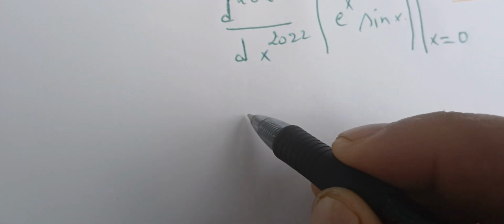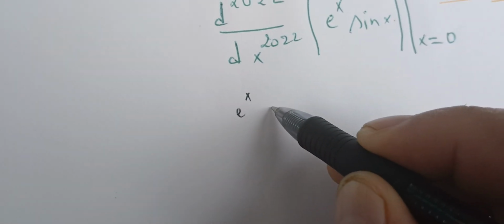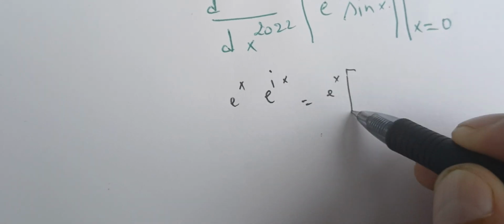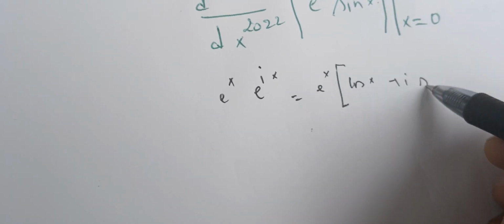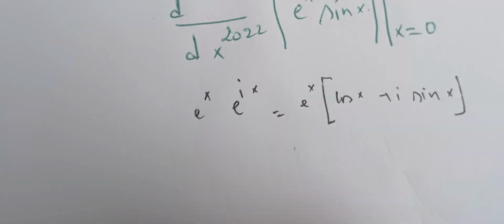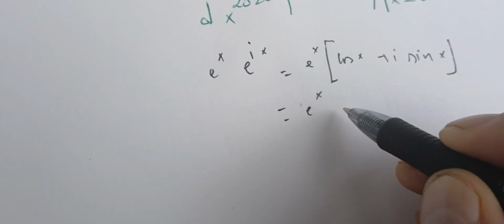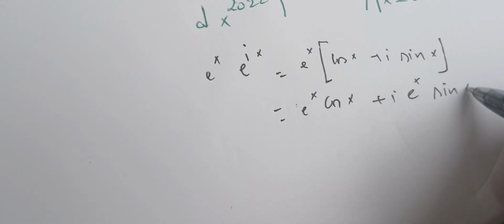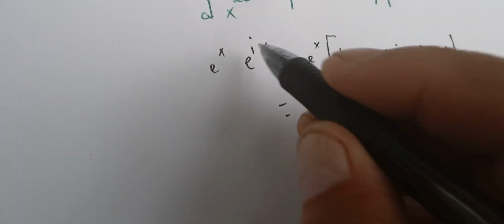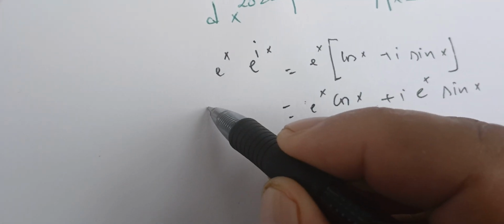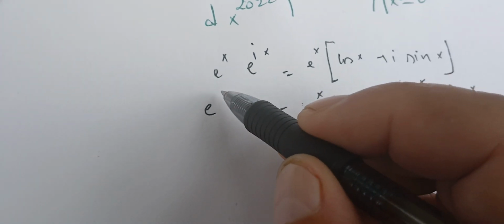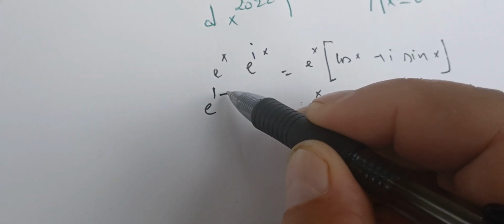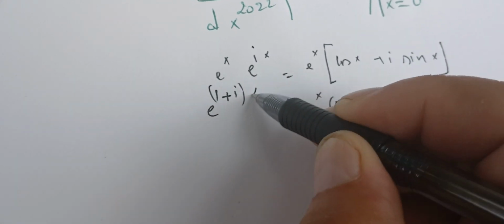So here we have e to the x times e to the ix. We know that's e to the x times cosine x plus i sine x. We can write it again as e^x cosine x plus i e^x sine x. Therefore, using the rules of the exponent in complex analysis, we can see that this one is e to the 1 plus i x.